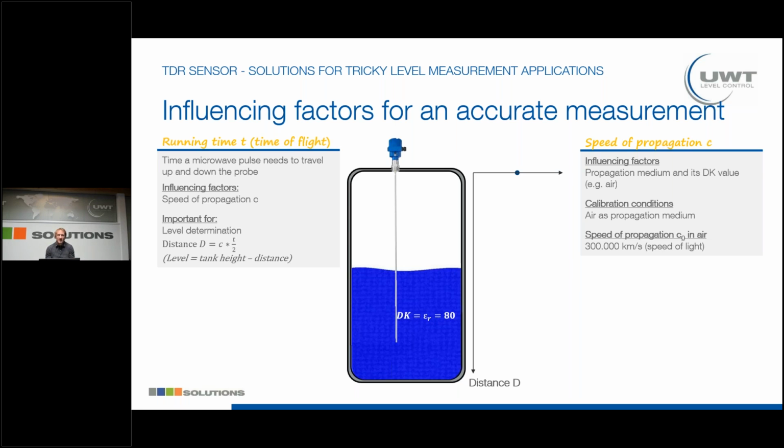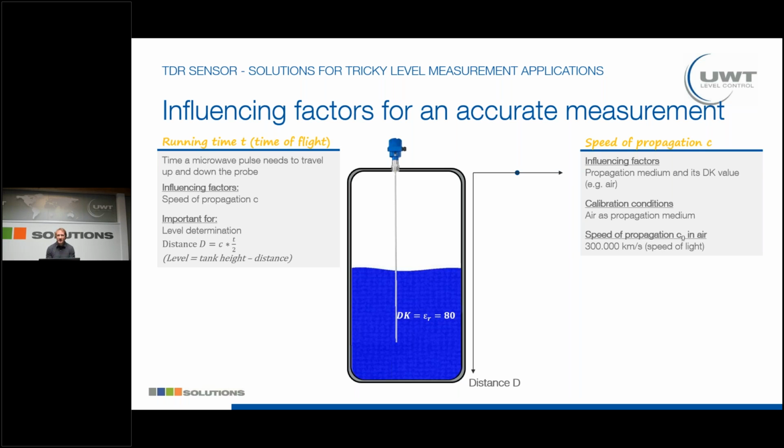So what is measured? Measured is the running time, so how long it takes up and downwards. What we know is the speed, so we have the speed of light, and with these two parameters we can then determine the distance, and with the known tank height we can then calculate the level of the medium.